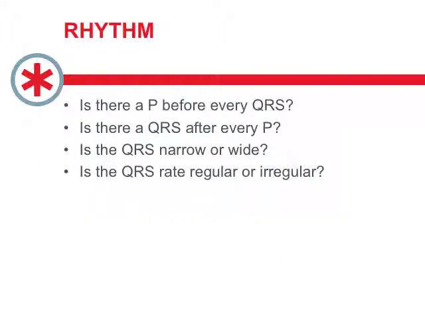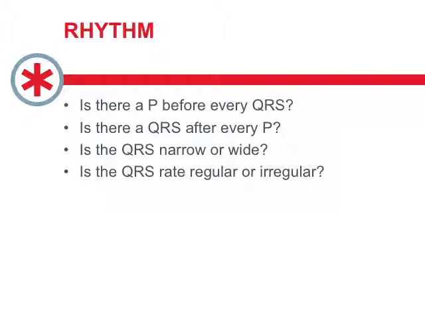All right, guys, we've gotten to the end of this lesson. So just a quick review. If you want to try and figure out rhythm, you're going to ask the first two questions. Is there a P before every QRS? Is there a QRS after every P wave? And that's going to really help you figure out if there are atrioventricular blocks.